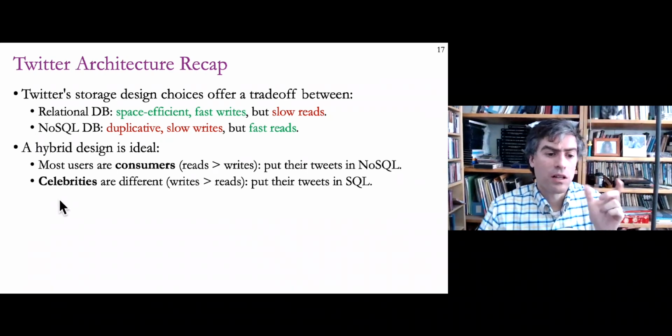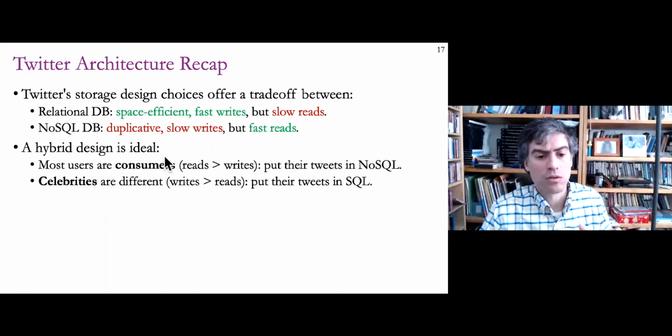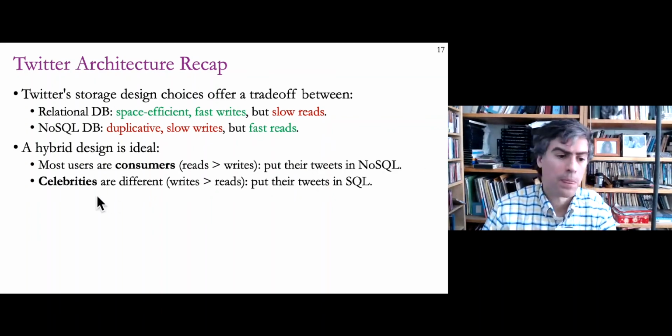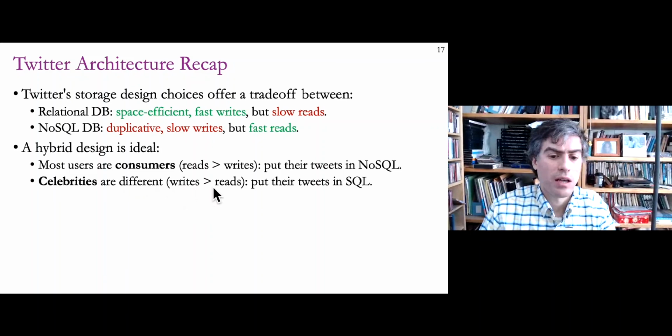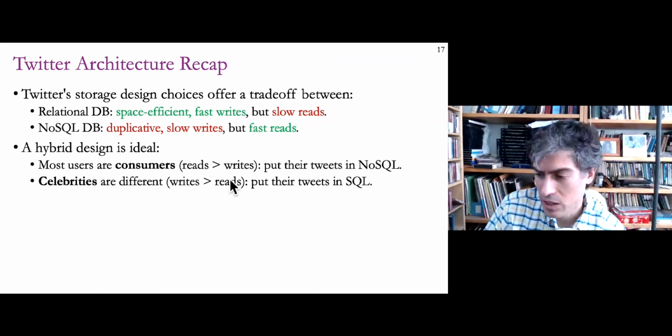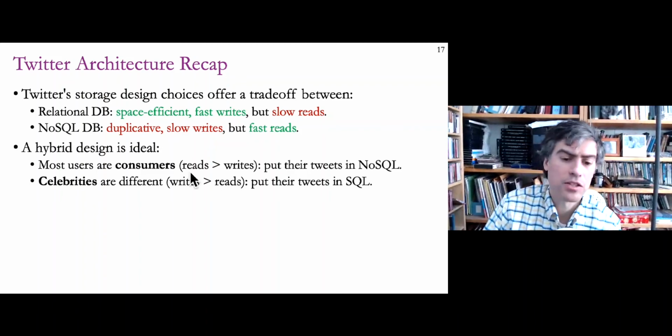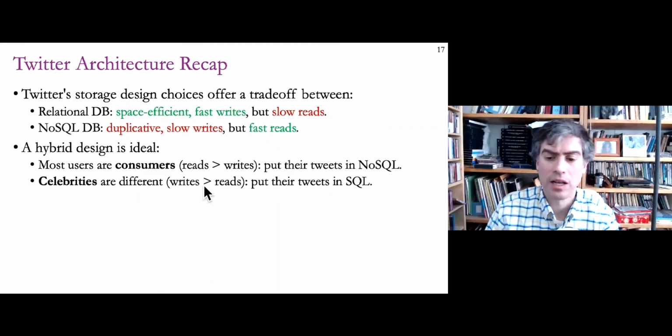The reason that design is possible is because we understood the particular application and the fact that there were actually two different classes of users. The sort of consumers that have a lot more reads than writes. For those users, the NoSQL database works better. Celebrities are different because the traffic they generate is actually mostly reads, and they don't generate a lot of writes, but their tweets are read a lot. So we put their tweets in a SQL database.